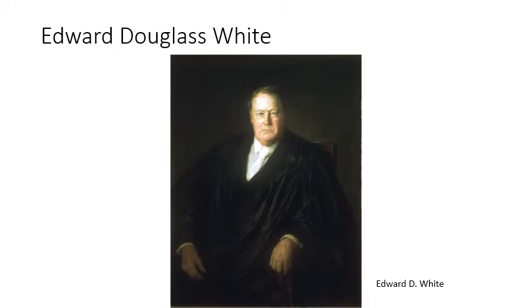This is one of the easiest in history. Edward D. White was nominated by Grover Cleveland. He was a Democrat. And he was confirmed the same day in 1894. 16 years later, in 1910, a different president, William Howard Taft, who was a Republican, nominated him to be Chief Justice. So he had been an Associate Justice for 16 years. He was being bumped up to become Chief Justice. Again, he was confirmed on the very same day. So he has the distinction of being nominated and confirmed on the same day twice.